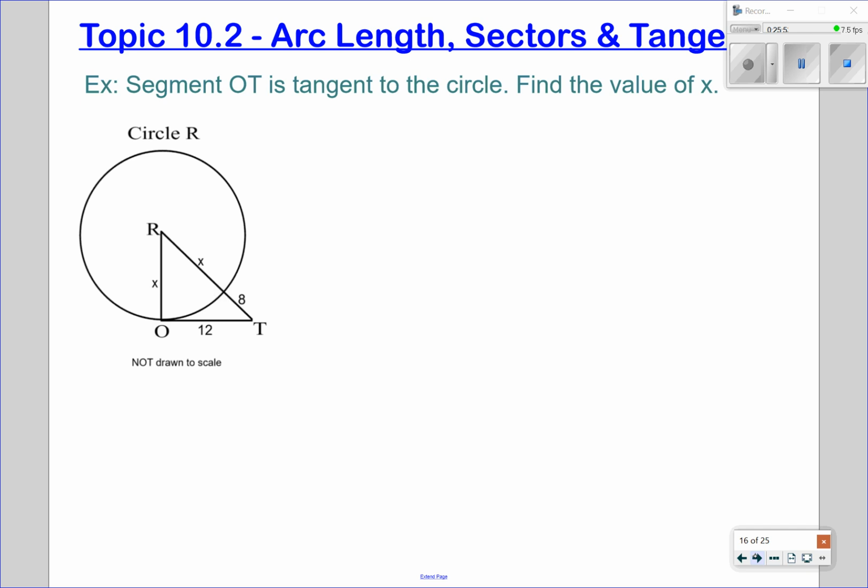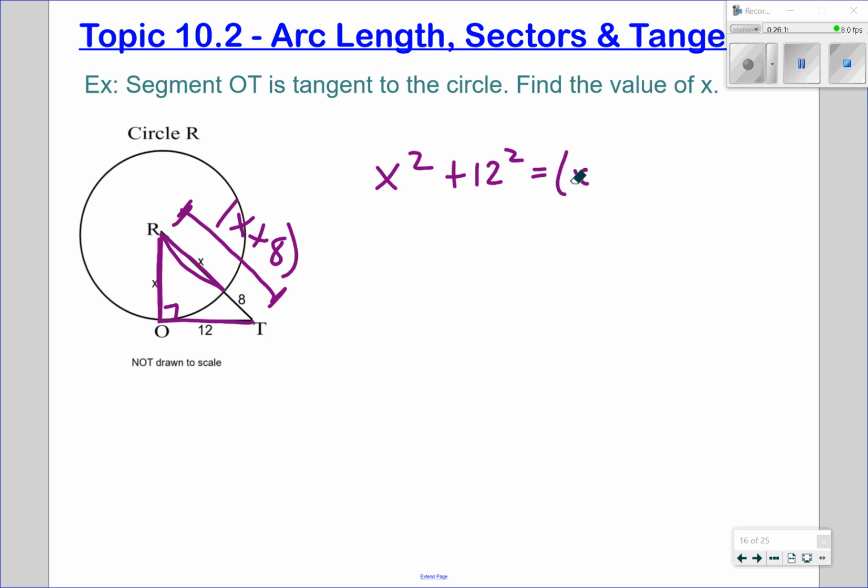Next, it's a little bit more complicated, but we have OT is still the tangent line. We have x now is our radius from here to here, and then from here to here, and we're going to solve. So we set up our formula, x squared plus 12 squared equals, now this whole thing, a lot of people are going to put 8 times x, but it's not. You don't multiply, you just add them together. So this would be x plus 8 squared.